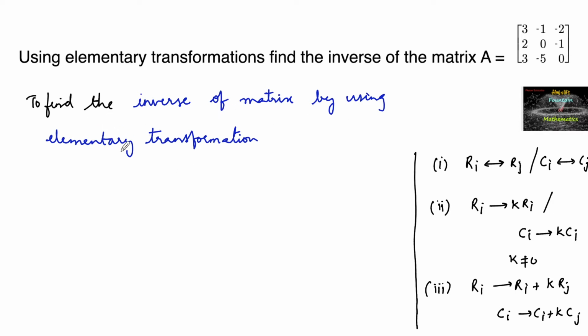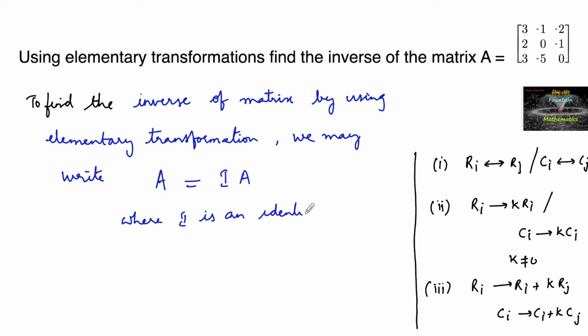So to find the inverse of a matrix by using elementary transformations, we may write the given matrix A as A = I A, where I is an identity matrix which is the same order as A, that is, a 3 by 3 matrix we shall consider. Okay, let's start solving.